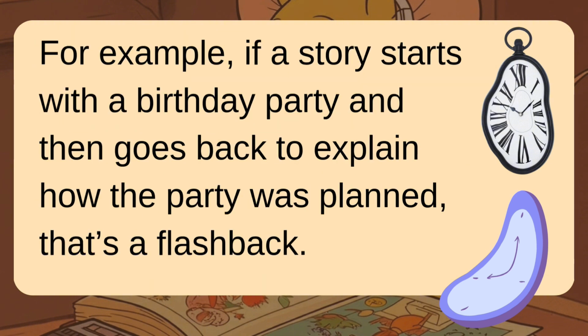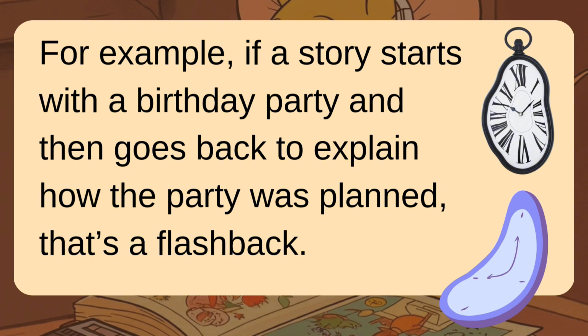For example, if a story starts with a birthday party and then goes back to explain how the party was planned, that's a flashback. So, ang ibig sabihin ng flashback, for example, meron kang best friend na mag-birthday. So, ngayon, syempre, sinurprise mo yung best friend mo ng birthday party. Surprise. Ibig sabihin ng surprise, hindi mo alam. Ay, hindi niya alam. So, syempre, kapag surprise birthday party, paplanuhin mo yon.